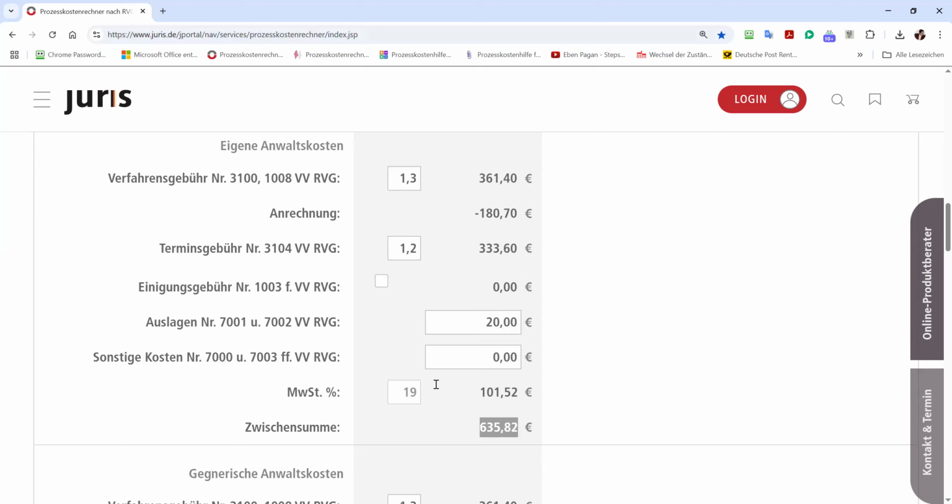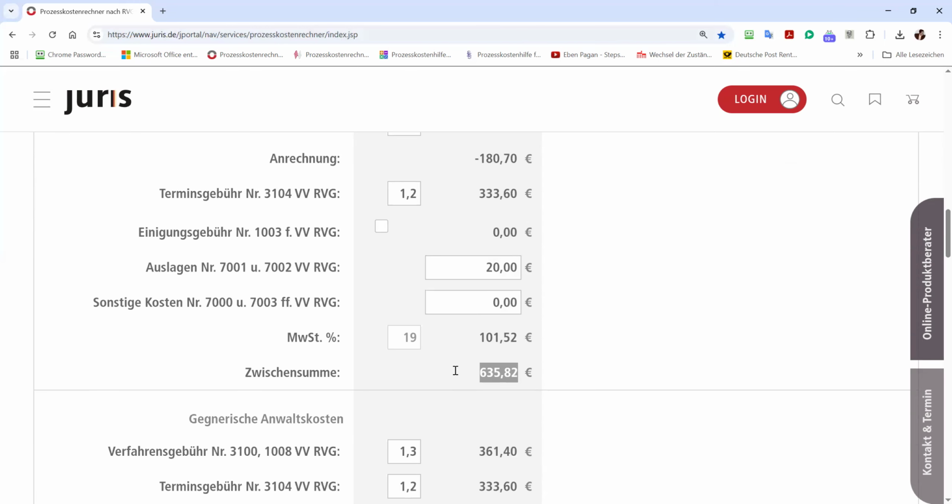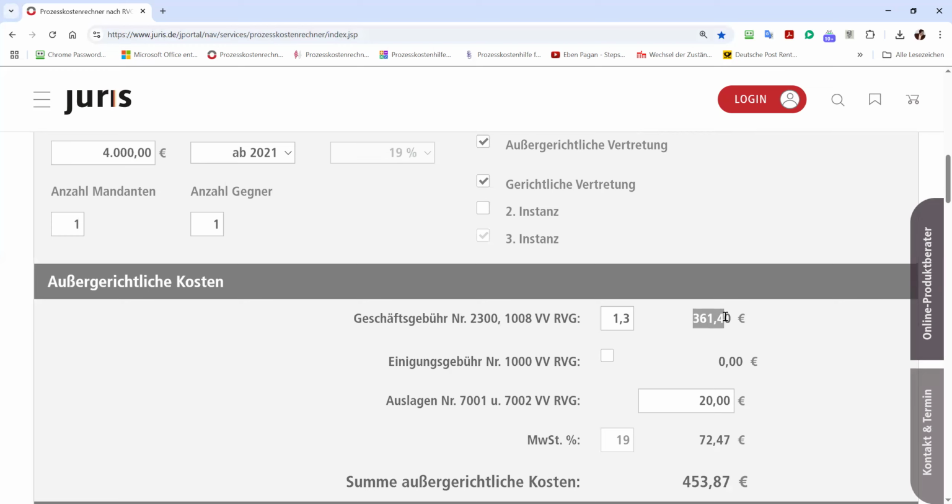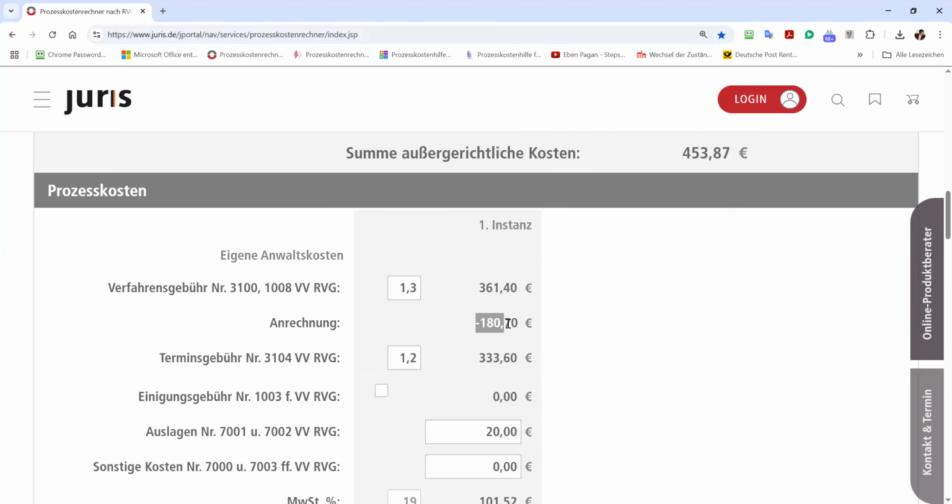Now, the reason for this credit is that the attorney has already worked for you before the court proceedings began and has already received compensation for this pre-litigation work. Now, this fee for the pre-litigation activity, in our example 361 euro and 40 cents net, right here, is credited at half towards the current court-related work, as you can see in this example right here.